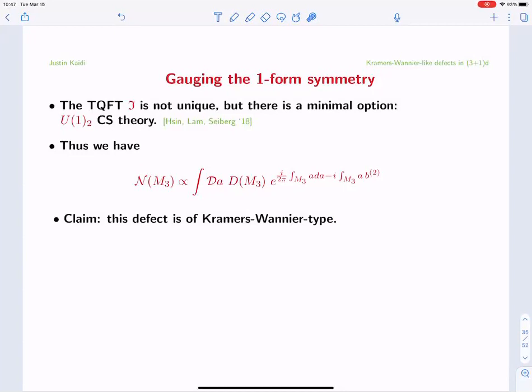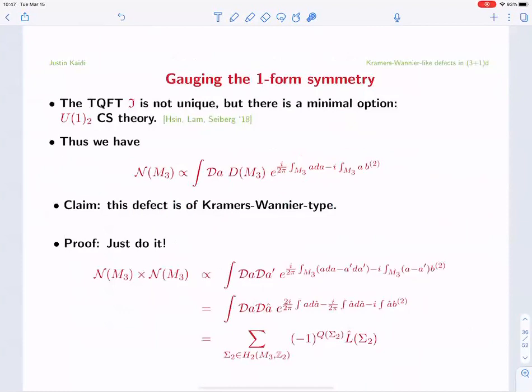So how do I check that N is non-invertible and of Kramers-Wannier type? Well, I've given you the explicit form of N, and so all I need to do is check the fusion rules. And how do I get the fusion rules? Well, I just do it explicitly because I have this explicit form. So basically you just multiply N with N. You use the fact that D squares to 1. And then you use some really undergraduate level change of variables, which I won't go through right now, but if you're interested, please feel free to ask me after. And just a little bit of massaging of these integrals will give you this as the final expression.